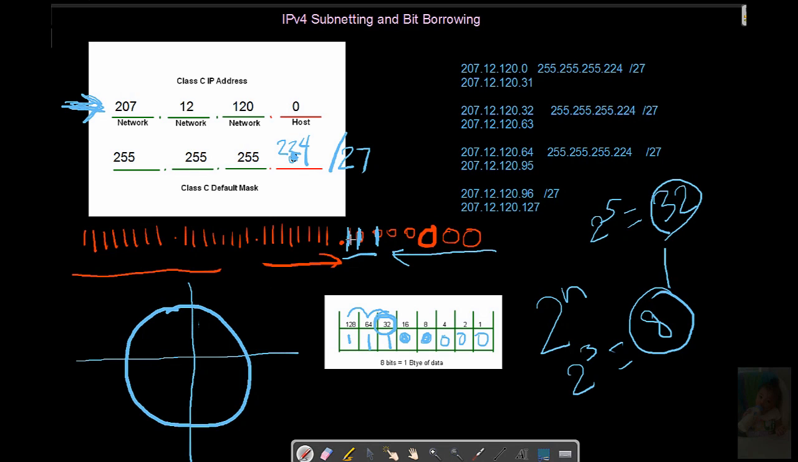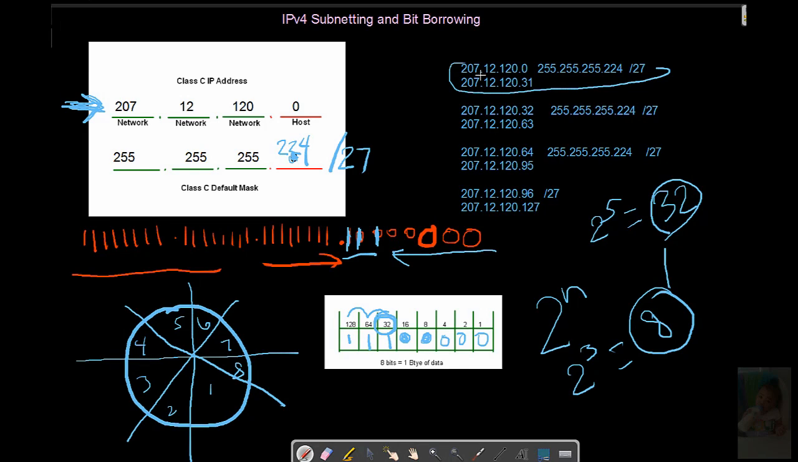Okay? When we borrowed the first bit, we went in half. We borrowed the second bit, we chopped it in half again and got to 4. Now we borrowed this bit. How many networks did we make? Well, if we got to chop both of those in half, we made 8 networks. 1, 2, 3, 4, 5, 6, 7, 8. And we kind of see the ranges here and how they all work, okay?